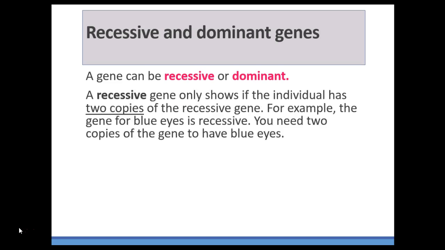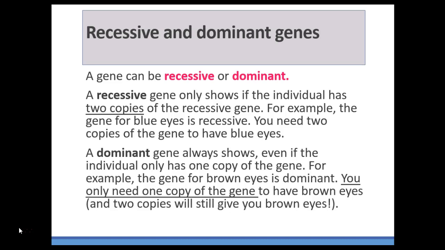Let's have a closer look at recessive and dominant genes. A gene can be recessive or dominant. A recessive gene only shows if the individual has 2 copies of the recessive gene. For example, the gene for blue eyes is recessive. You need 2 copies of the gene to have blue eyes.